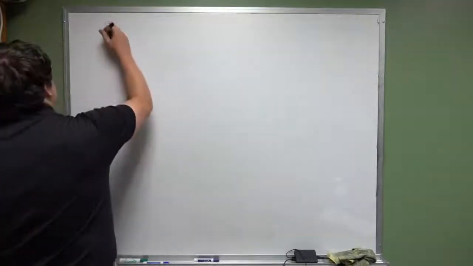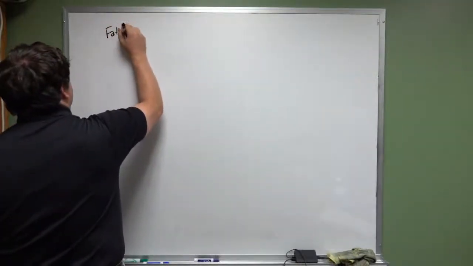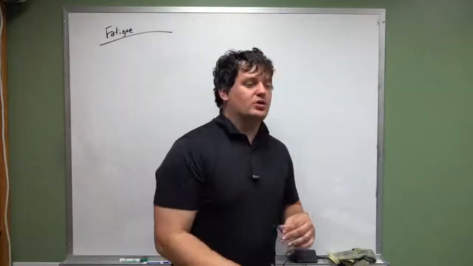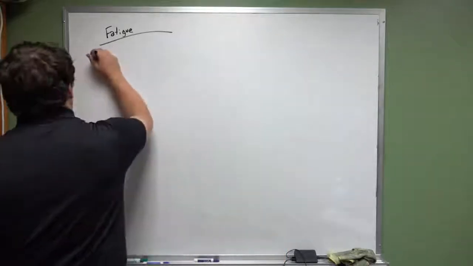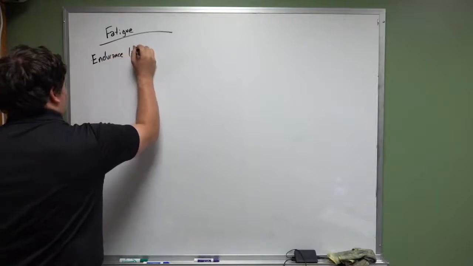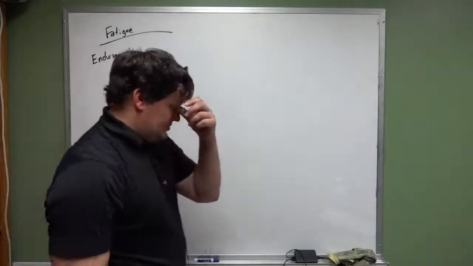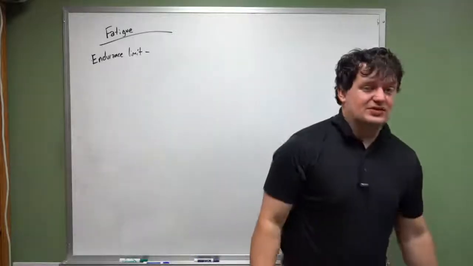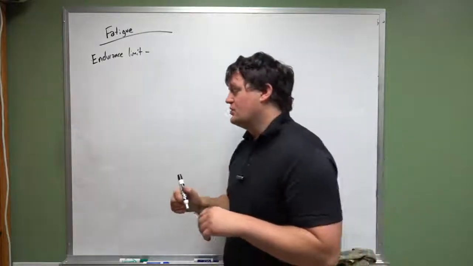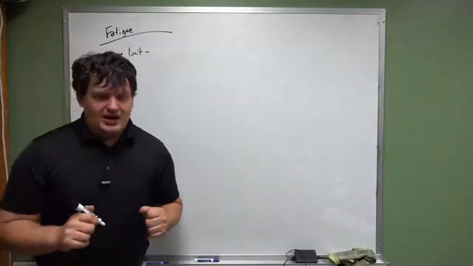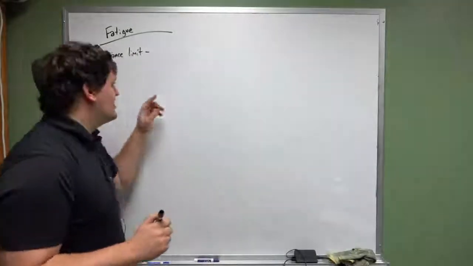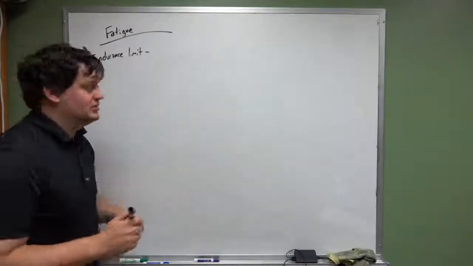Alright, so last lecture we talked about fatigue. This lecture we're continuing our discussion on fatigue. And here we're going to be talking about what's called the endurance limit. Okay, the endurance limit is effectively a yield strength or an ultimate tensile strength for a material by which, if you load a material a certain number of cycles, it can handle this amount of loading.